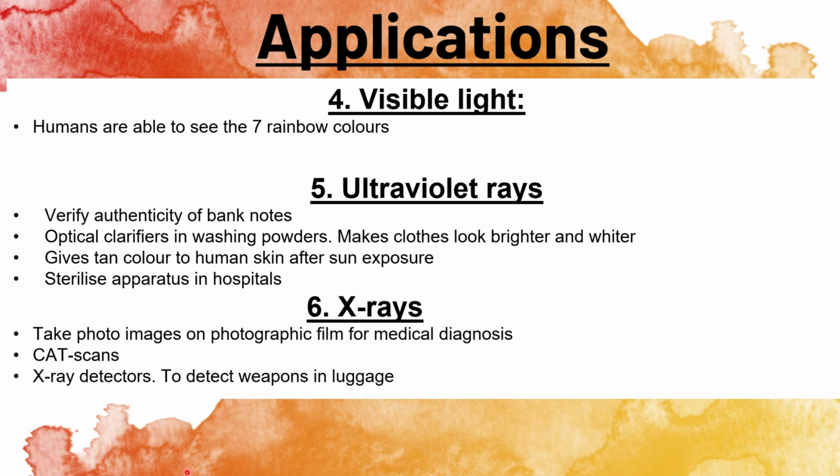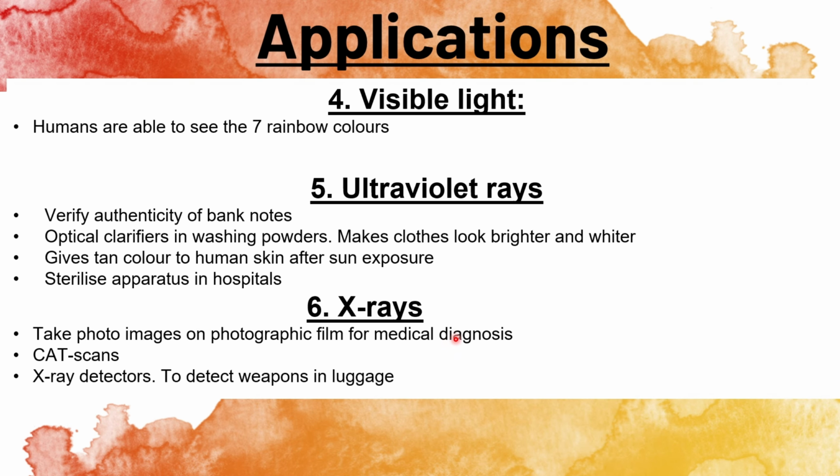Then visible light is used by humans so that we are able to see the 7 rainbow colors. Then ultraviolet rays. Ultraviolet has to do with the sun's UV rays. It's used to verify authenticity of banknotes, and as optical clarifiers in washing powders, so it's used to make clothes look brighter or even whiter. It gives the tan color to the human skin after sun exposure, because the sun shines its ultraviolet rays. And it's also used to sterilize apparatus in hospitals.